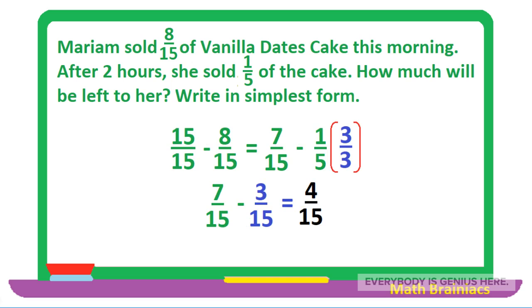7 minus 3 is equal to 4. Therefore, our answer is 4 over 15. We do not have any common factor for 4 and 15. Therefore, 4 over 15 is already in its simplest form.